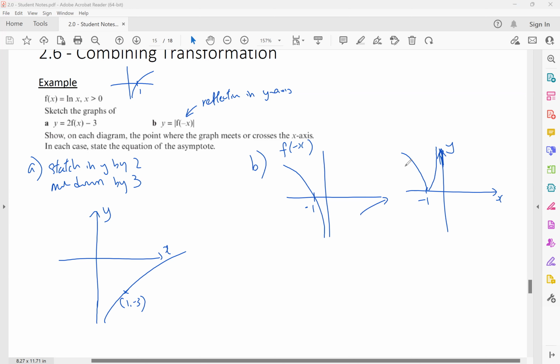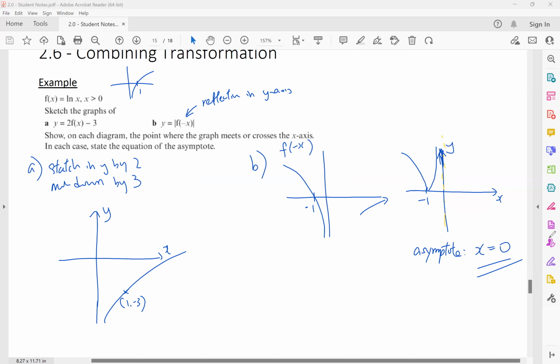Show on the diagram the point where it meets the x-axis, or in this case, state the equation of the asymptote. Asymptote means the invisible line that the graph will never touch. So the graph never touches the y-axis. So the asymptote will be x equals 0, or you can say the y-axis.